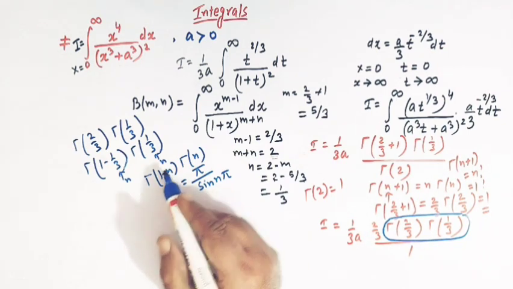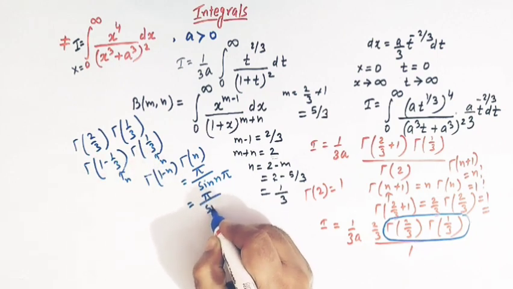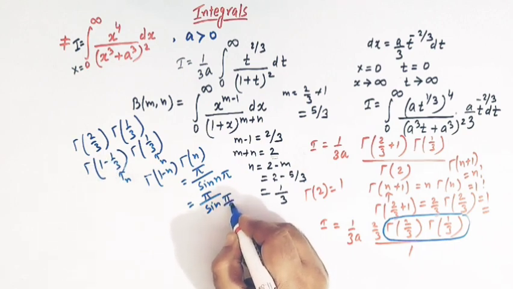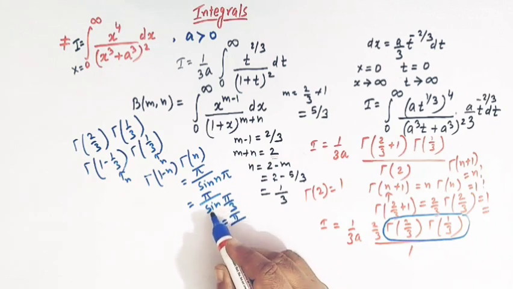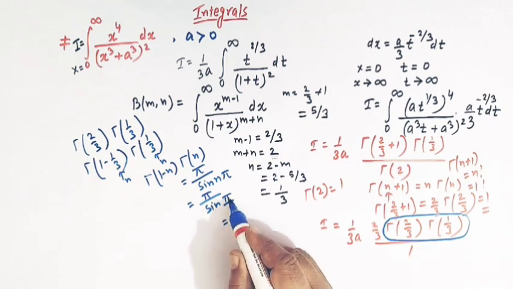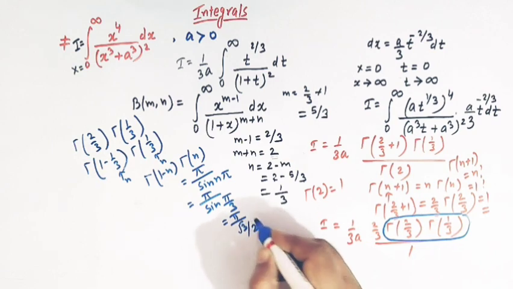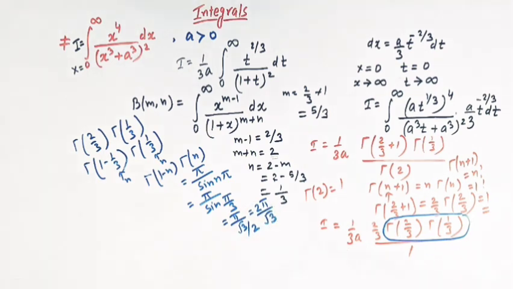So we have this term is now equal to pi over sine n pi. N is 1 over 3, so we have pi over 3, right? So this is pi divided by sine pi by 3. So sine 60 degrees is equal to square root of 3 over 2. So this is 2 pi over square root of 3.